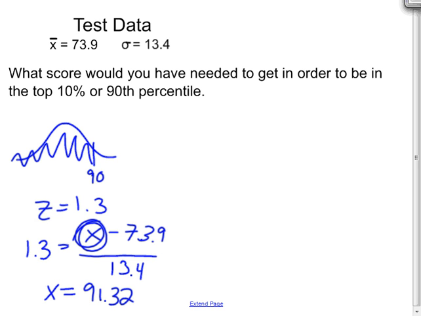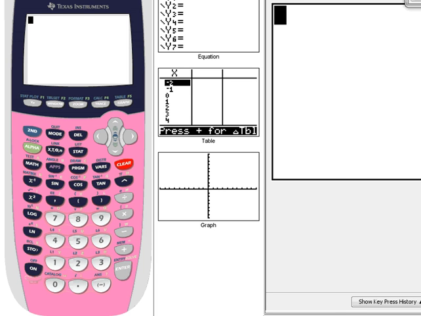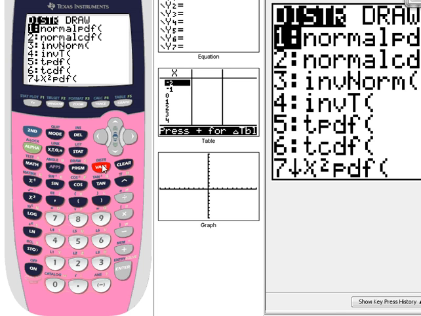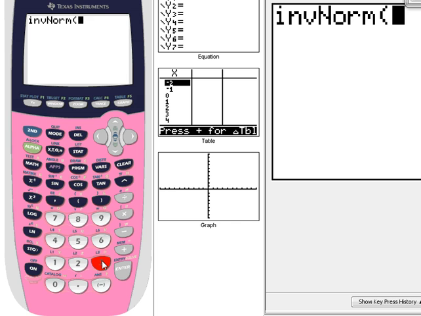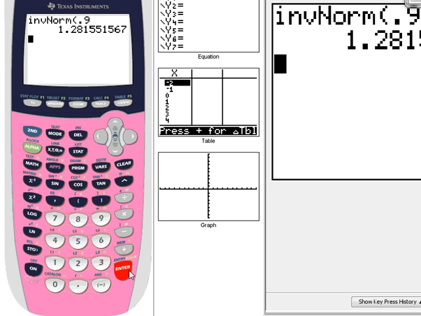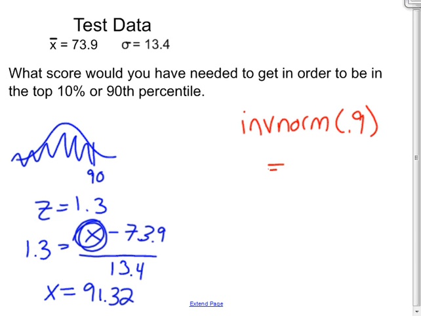Now, using your calculator, you are going to do your inverse norm instead. So I do inverse norm of 0.9, because it's 90%. So now I go to my calculator, inverse norm, hit second, and then vars, it's the distribution, it's number 3. So again, second, vars is number 3. It's the distribution. And then I put in 0.9, and it gives me 1.28155, etc. So that is my z-score, which is 1.28.